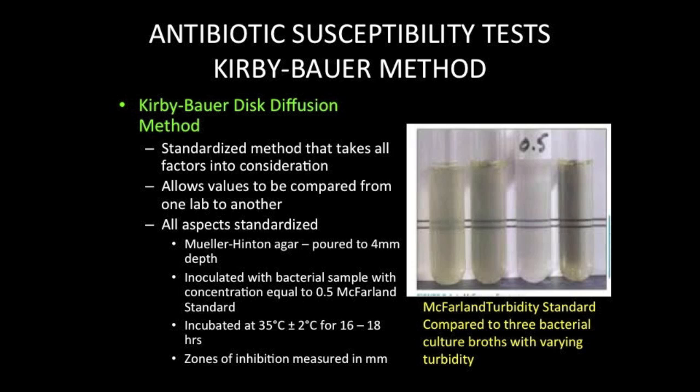The Mueller-Hinton agar plates are inoculated with a specific concentration of bacteria. The concentration is visually measured by assessing the turbidity or cloudiness of the bacterial culture as compared to standards known as McFarland standards. The concentration used for this method matches a 0.5 McFarland standard. Discs containing known concentrations of antimicrobial agents are then placed on the plate. The plate is incubated at 35 degrees Celsius for 16 to 18 hours. The plates are assessed for zones of inhibition. Each zone is measured in millimeters and the values compared with a table to determine the effectiveness of the drug.